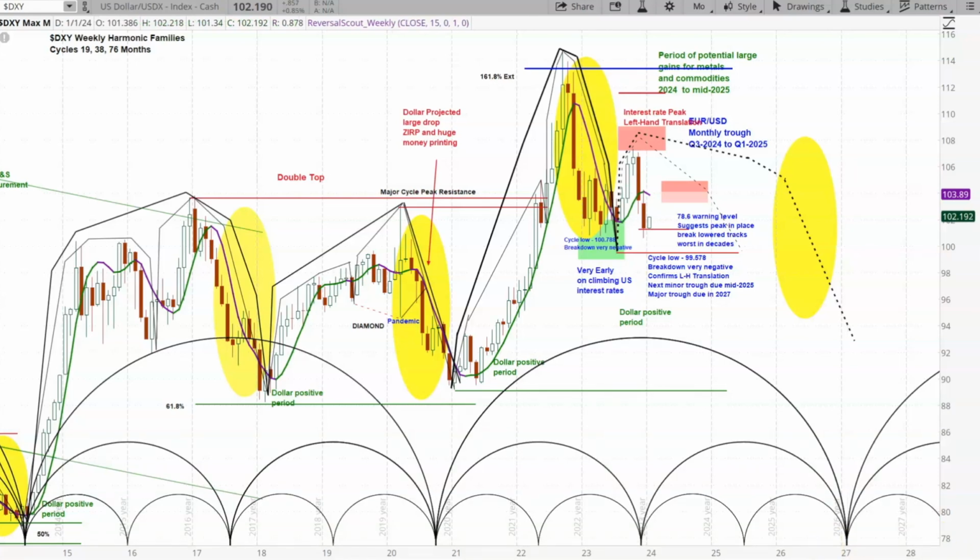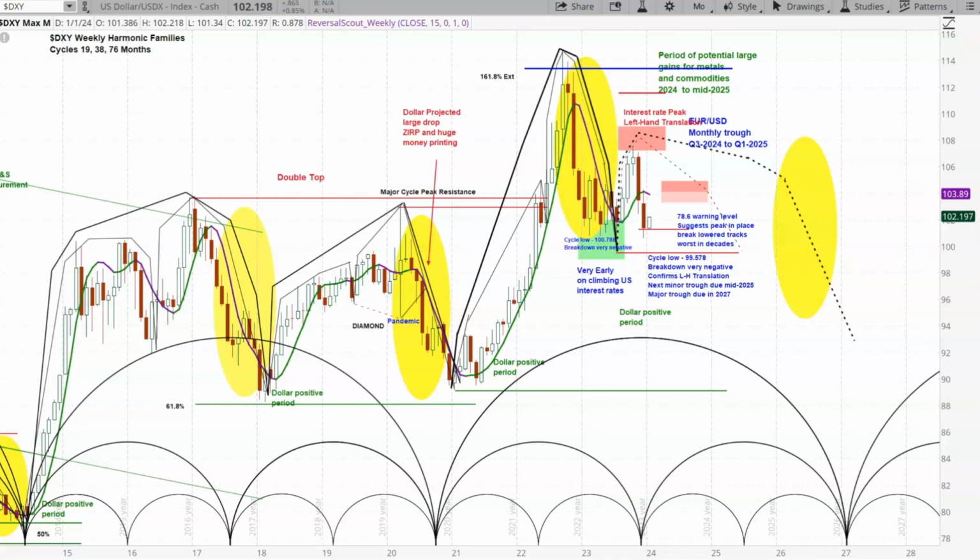And there will be rallies. There will be times when interest rates are ticking up, and there will be times when the dollar looks better. But overall, this is really bad. It would really take a rally that takes it back up close to 108 to repair this, what looks like very negative conditions for the dollar.